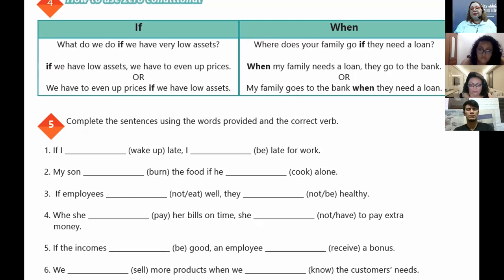Veamos entonces en el ejemplo usando when. Where does your family go if they need a loan? Okay, ¿a dónde va tu familia si necesitan un préstamo, right? Do they go to the bank, right? Do they go to another relative? Okay, let's answer this completely. When my family needs a loan, they go to the bank. Okay, they go to the bank.